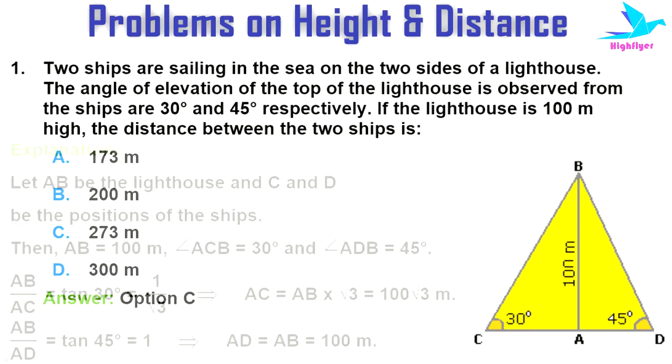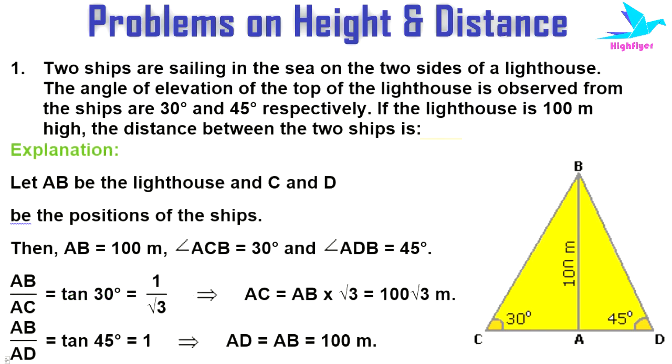Let's see how. Here let AB be the lighthouse and CD be the position of the ships. Then AB equals 100 meters and angle ACB equals 30 degree and angle ADB equals 45 degree. These are the given parameters. Now as we know, AB by AC equals tan theta, that is equal to 1 by root 3. That implies AC equals AB into root 3, that is equal to 100 root 3 meters. Then AB by AD equals tan 45, that is equal to 1. That implies AD equals AB, that is equal to 100 meters.